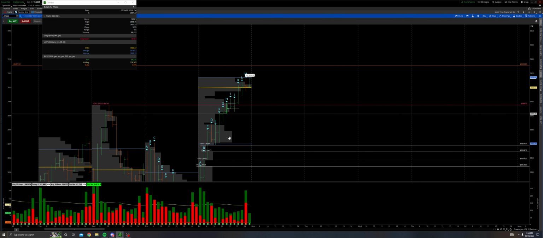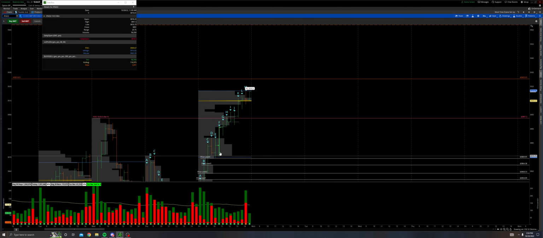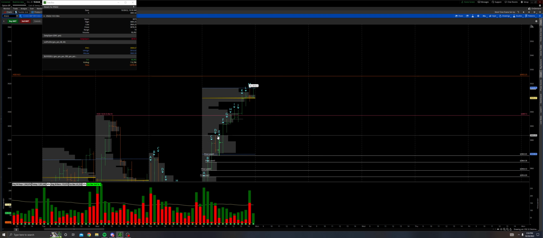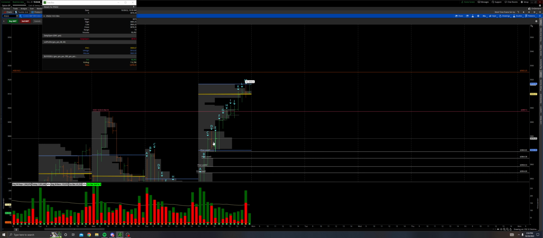All right, so there's another set of single prints. And then F period, after we hold E's low, we rotate up, right? Because A, B, C, and D were one time framing up. E doesn't put us into balance, excuse me. We're still one time framing up at this point.